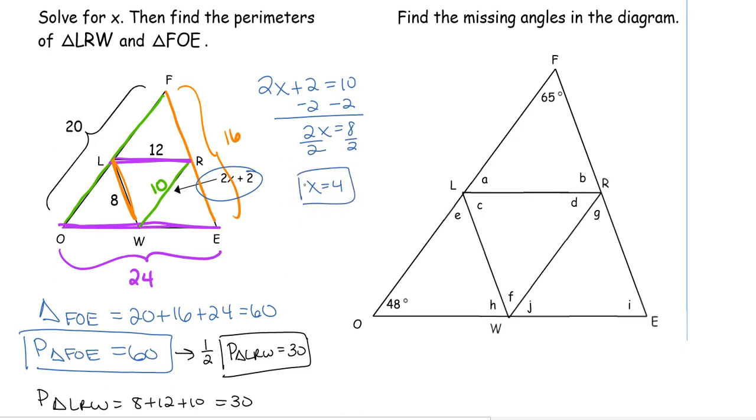All right, our last one is finding all of the missing angles, and this is going to require us to use those parallel line properties. So we know that this line is parallel to this one. We know that this mid-segment is parallel to this mid-segment. And this mid-segment is parallel to this one. Let's just start with one of our angles. We have 48 right here. If I use corresponding angles, I can find that that's going to be 48 as well.